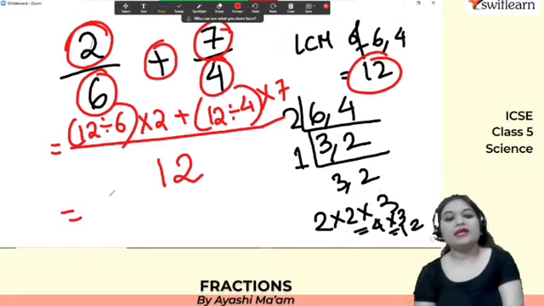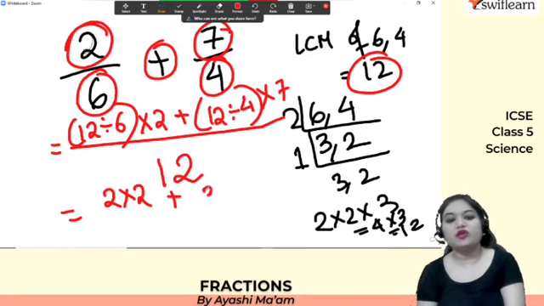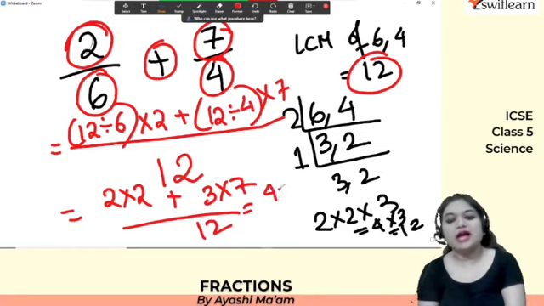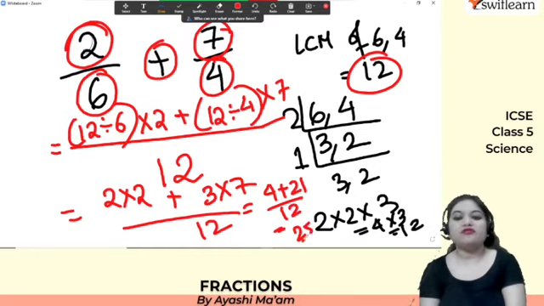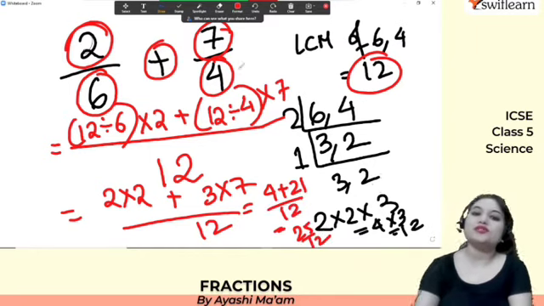So 12 divided by 6 is 2. So 2 into 2 plus 12 divided by 4 is 3. So 3 into 7 by 12. So you are getting the answer as 4 plus 21 by 12, that means 25 by 12. That's how you are supposed to solve it.